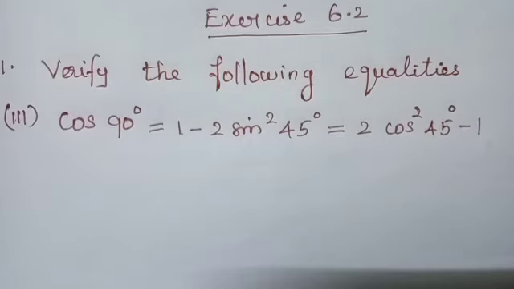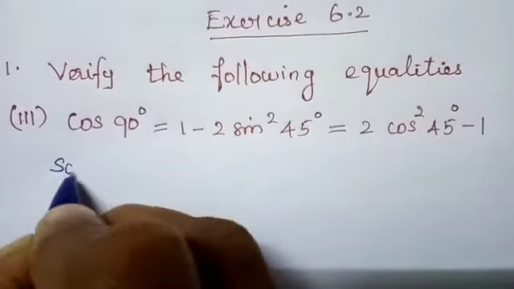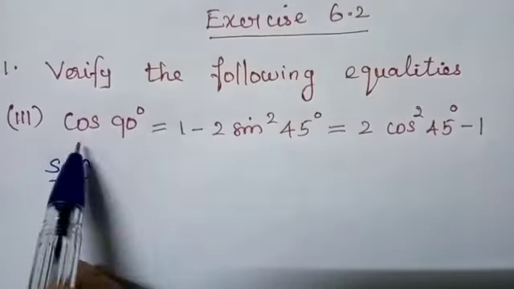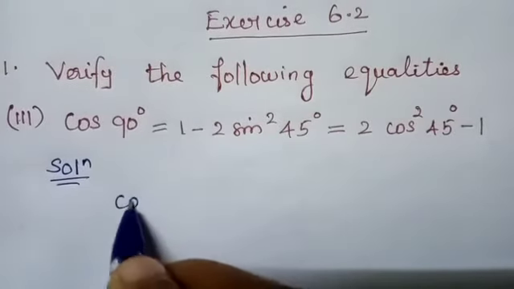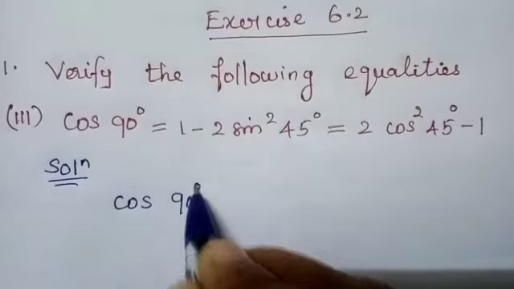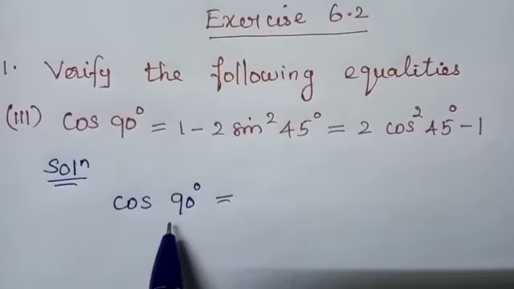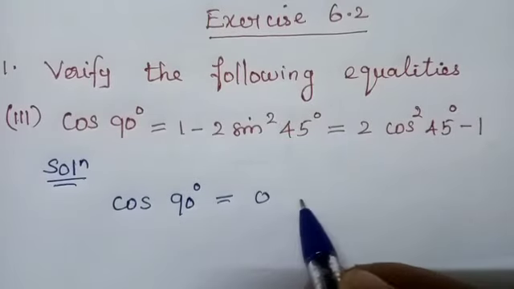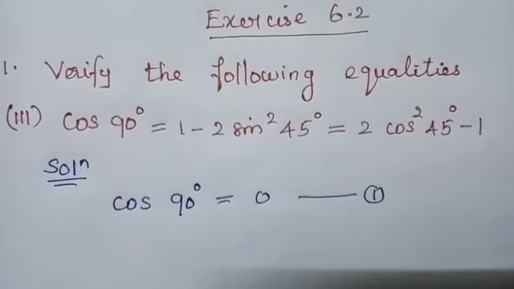Cos 90 degree equal to 1 minus 2 sin square 45 degree equal to 2 cos square 45 degree minus 1. Using 3 steps, we are going to solve this sum. See, the first one, first we are taking cos 90 degree. What is the value of cos 90 degree? The value is 0. Make it as 1.